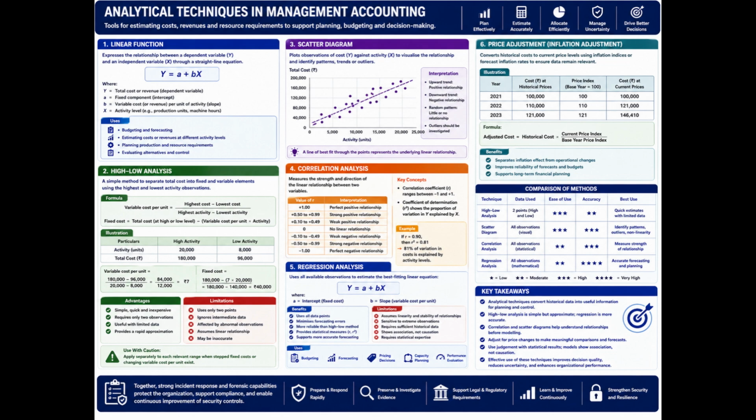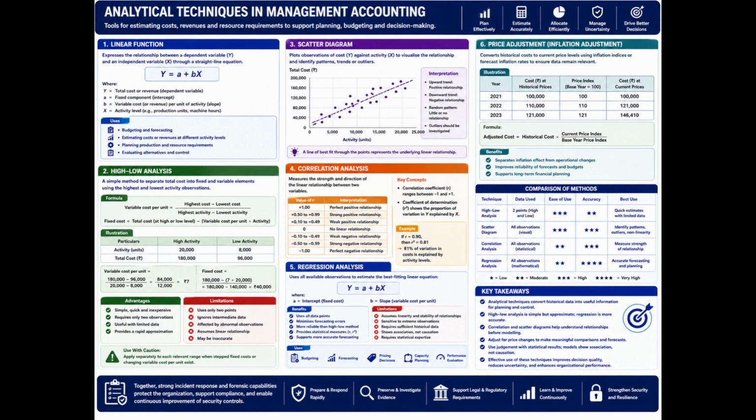The high-low method offers several advantages. It is straightforward, inexpensive, and requires only 2 observations, making it suitable when limited historical data are available. It provides a rapid approximation of cost behavior and can be easily applied in budgeting and short-term forecasting.